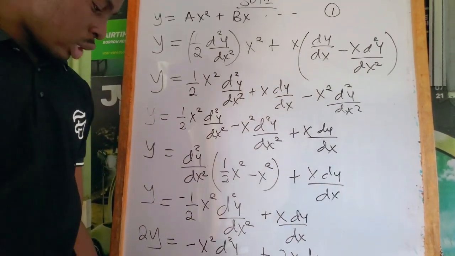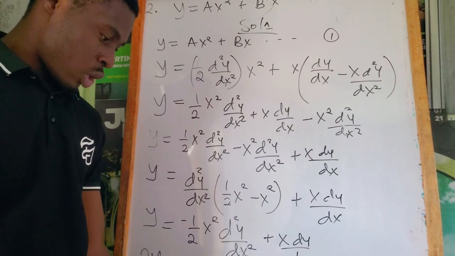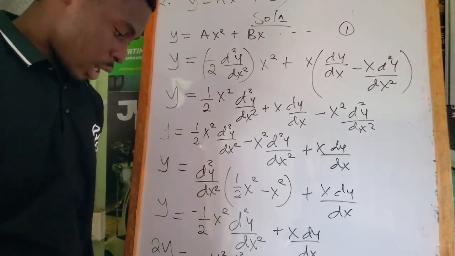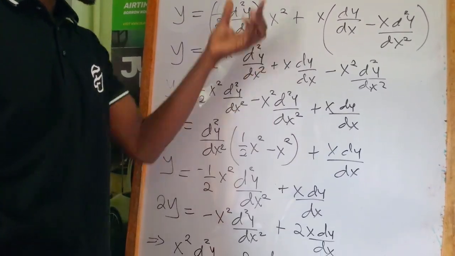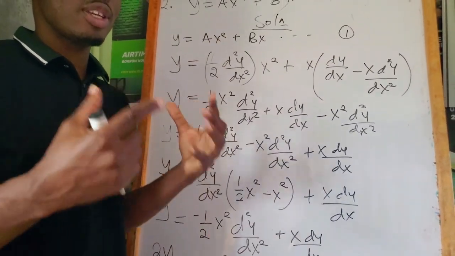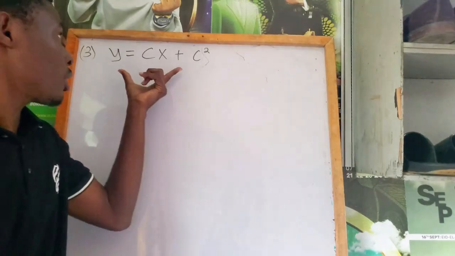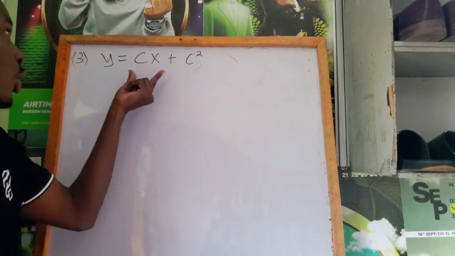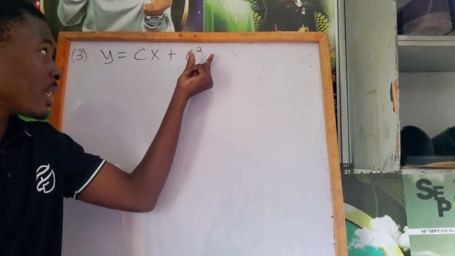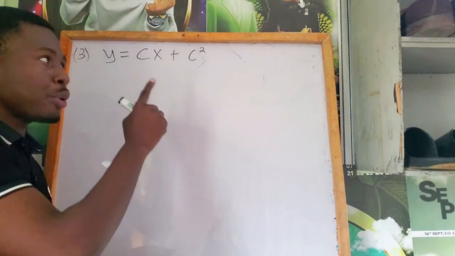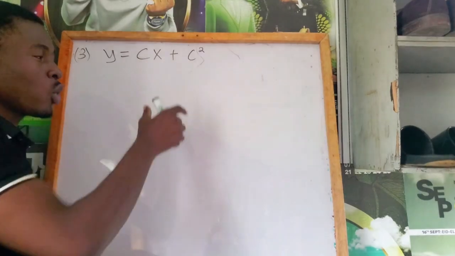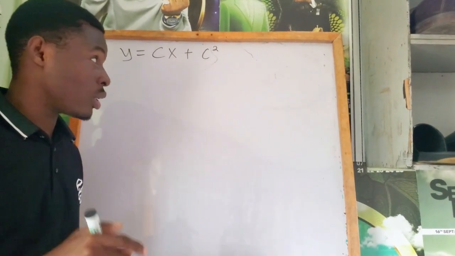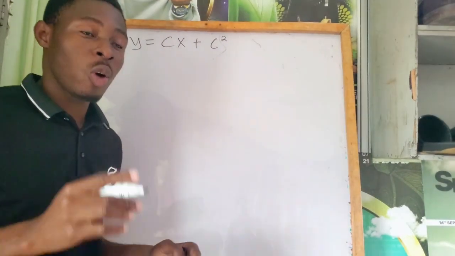That is, this is the ODE formed when you differentiate this equation twice, and you can see it is of the second order. So 2 arbitrary constants will give you a second order differential equation. Okay, so this is number 3 from the problems earlier, and this is y is equal to cx plus c squared. You can see that we only have one arbitrary constant, which is c. So we are only going to obtain an equation of what order? That's right, order 1. An ODE of the first order.